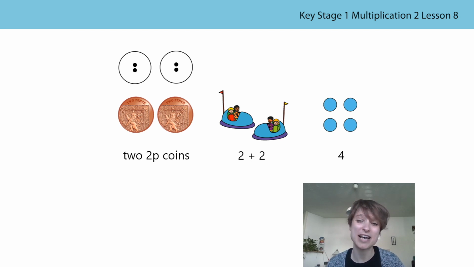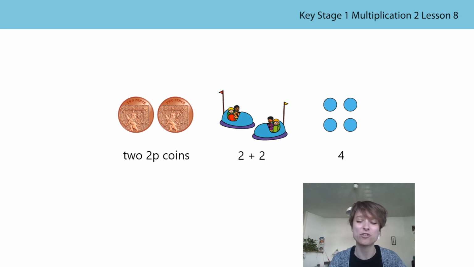Let's have a look at these 3 pictures. We can see a picture of some coins. Now we've been learning a lot about money recently, haven't we? Do you remember what the value of a 2-pence coin is? That's right, 1 2-pence coin has a value of 2p. So we don't need those pre-money tokens anymore now that we've gone over that. So we can also see a picture of some children in some bumper cars with a repeated addition expression underneath. And we can see a picture of some blue counters with a number underneath.